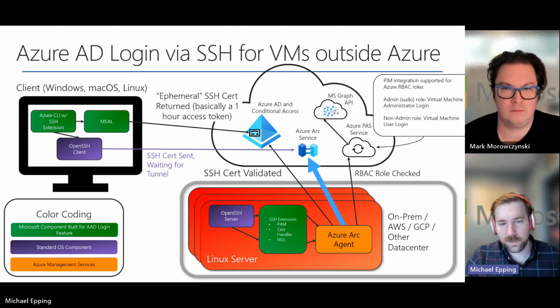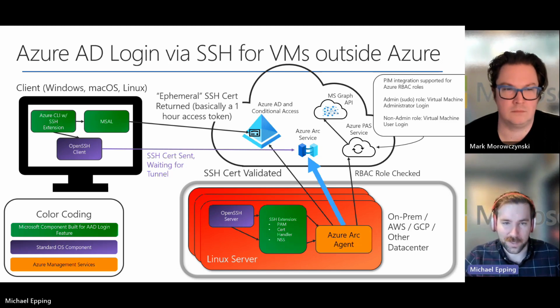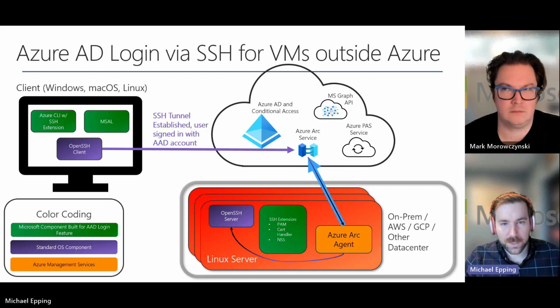And this time, the cert is passed to the Azure Arc service, which relays it through the Azure Arc integration to the OpenSSH server running on the Linux VM. So no direct line of sight is required. The Azure Arc service can actually relay all this traffic. Just like before, we need to check and make sure that the cert is legitimate and signed by Azure AD. We need to make sure that the user has the appropriate role in the directory. And if everything checks out, we can establish our SSH tunnel, which is relayed through the Azure Arc cloud service.